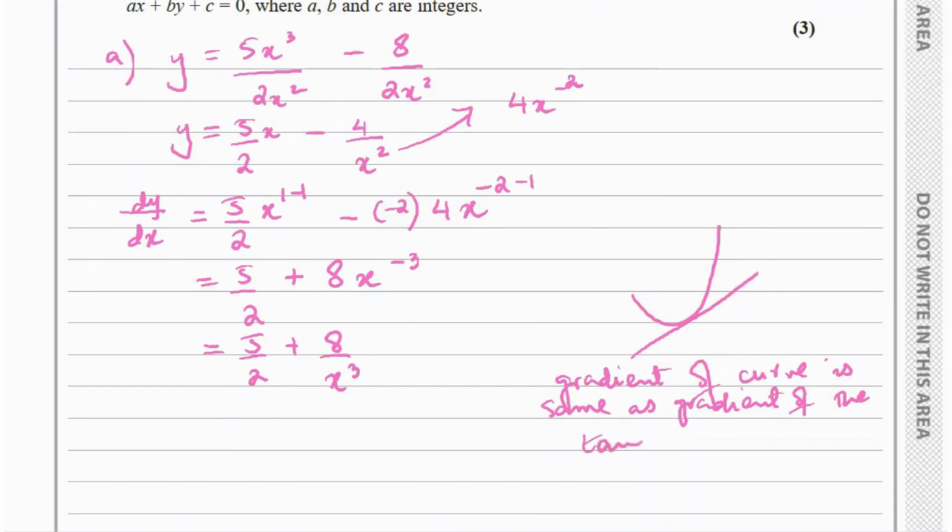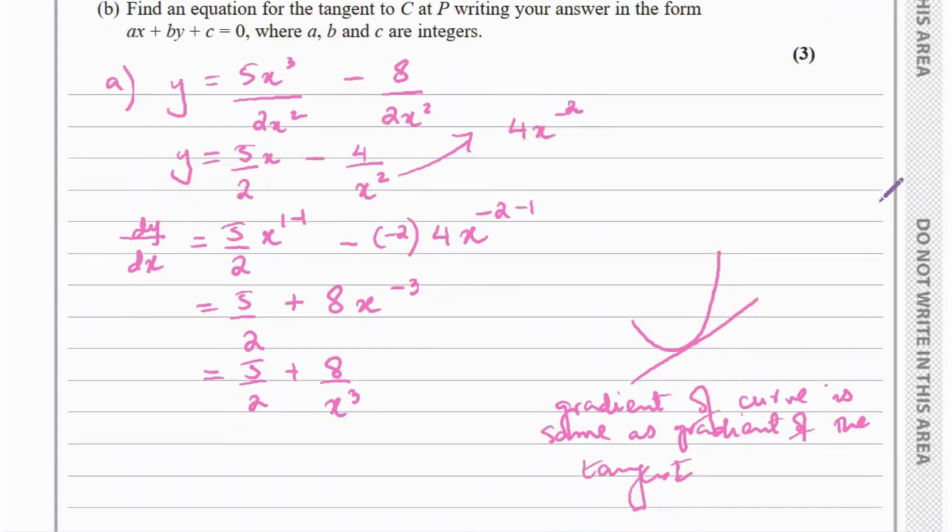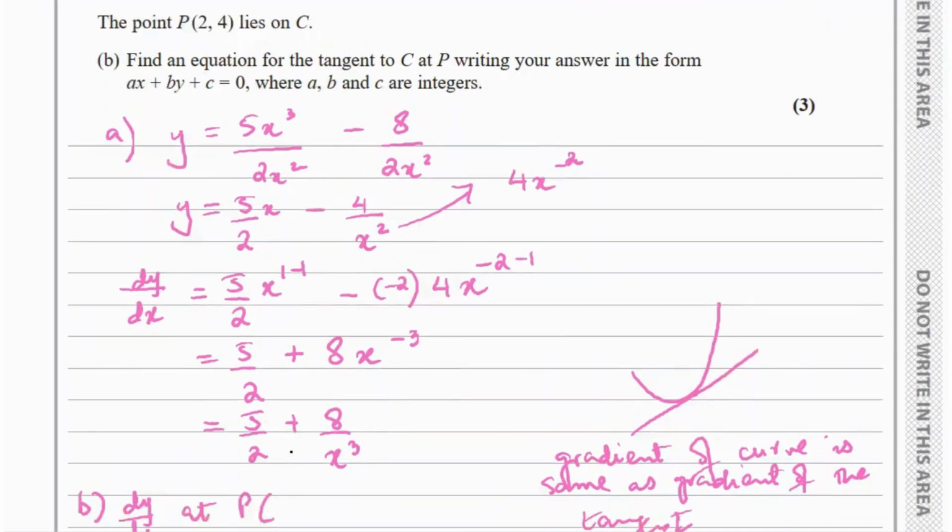So if we have the differentiation of the curve, we can use that to find the gradient of the tangent, because they have given us a point that lies on C. And the tangent is also crossing through that point. So what we will do now is find the dy by dx at P. P is (2, 4).